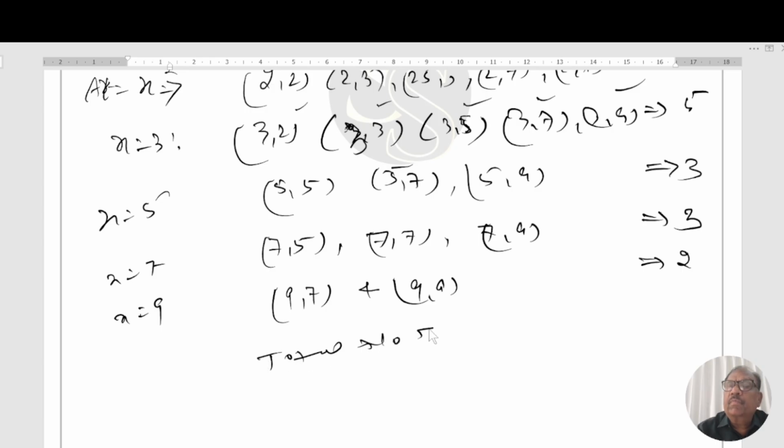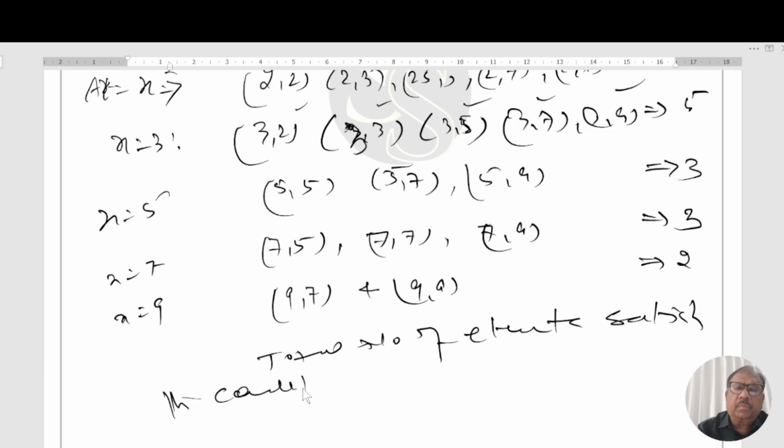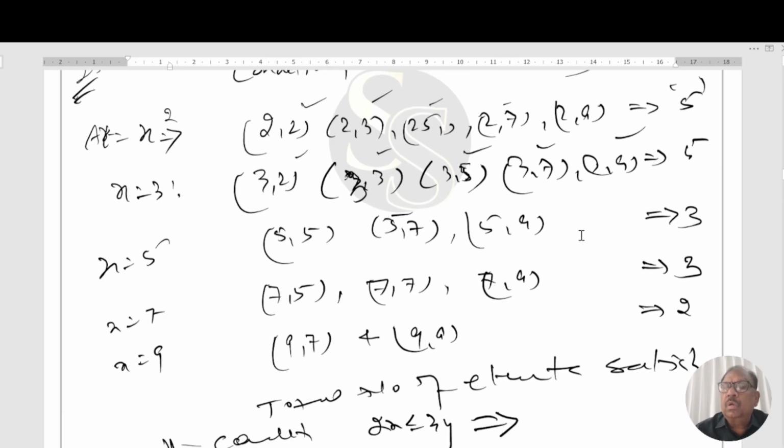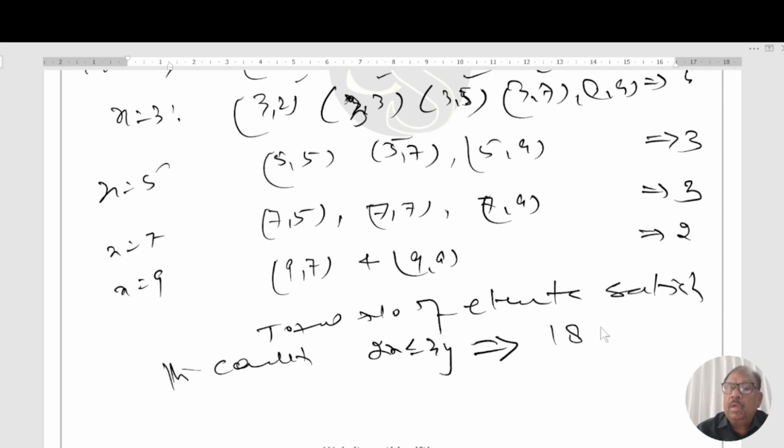So the total number of elements satisfying the condition 2x less than equal to 3y comes out to be 5, 10, 16, 18. 18 numbers. Right? Now to check for symmetric.